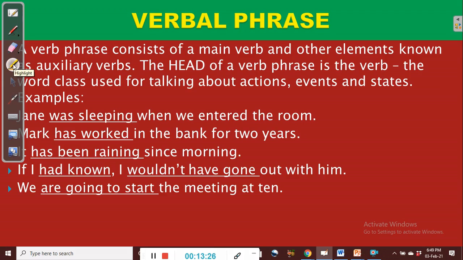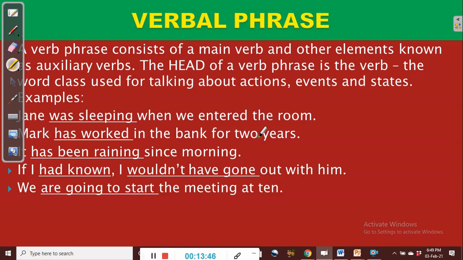Now we look at the verbal phrase. A verb phrase, or a verbal phrase if you like, consists of a main verb and other elements known as auxiliary verbs. The head of a verb phrase is the verb, the word class used for talking about actions, events, and states. Let's look at examples of the verb phrase.